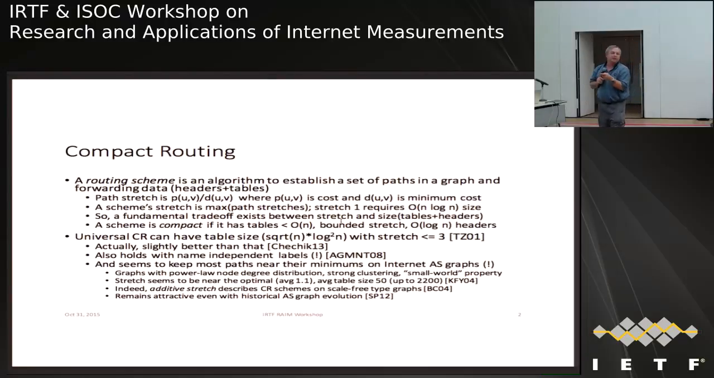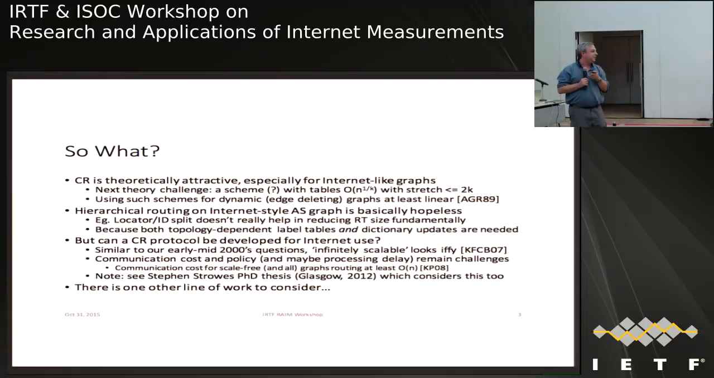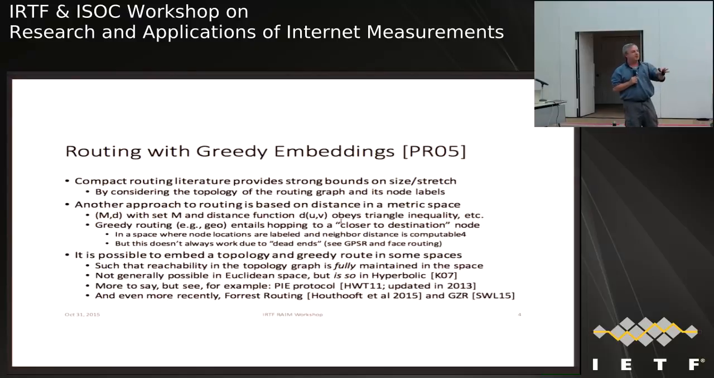So it's theoretically attractive that you can get these kinds of results. Hierarchical routing doesn't work at all in the type of graphs we actually have, which is unfortunately what we're faced with in this community. But can we make a compact routing-based protocol that will work in an internet type of use? The problem is that the graphs are dynamic and they change. And there's one other line of work to consider, which is that you can take a topology and embed it in a metric space and route on that with basically geographic routing.